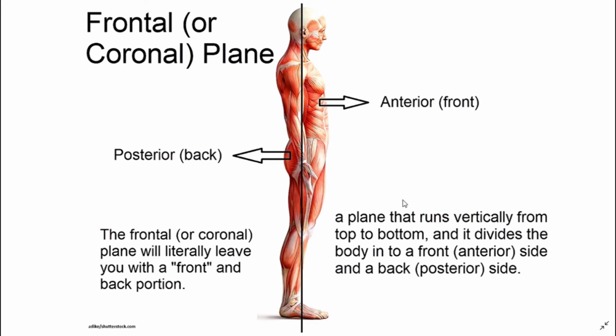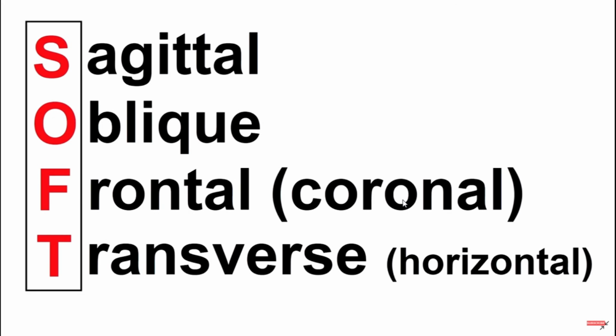Frontal or coronal plane. The frontal or coronal plane will literally leave you with a front and back portion. It is a plane that runs vertically from top to bottom, and it divides the body into a front or anterior side and a back or posterior side.